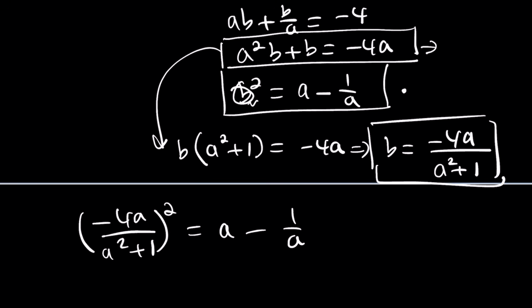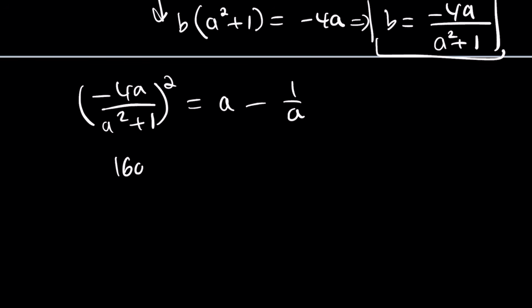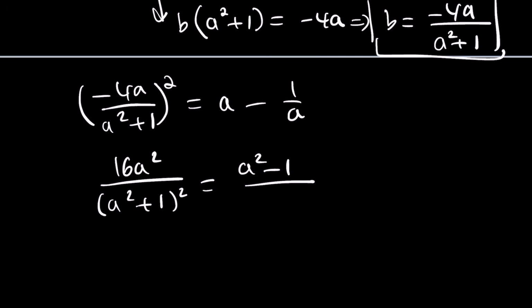Notice that the only variable is a. So we should be able to solve for it, right? Let's go ahead and give it a try. It's not going to be that easy. You're going to get 16a squared divided by (a squared plus 1) quantity squared. And this is a squared minus 1 over a.